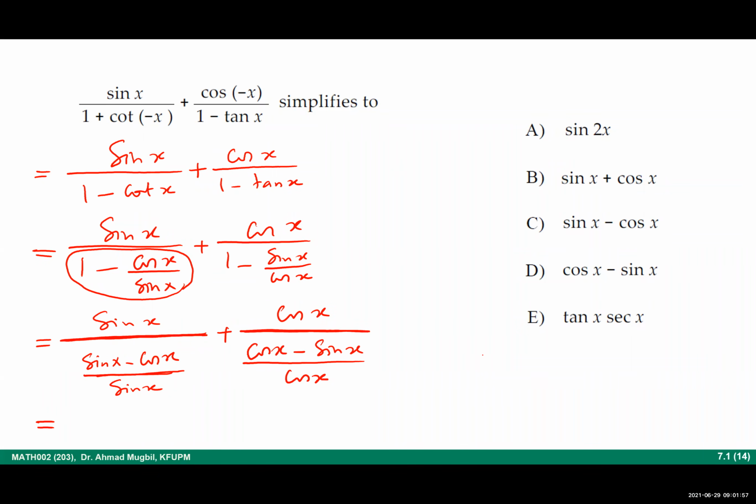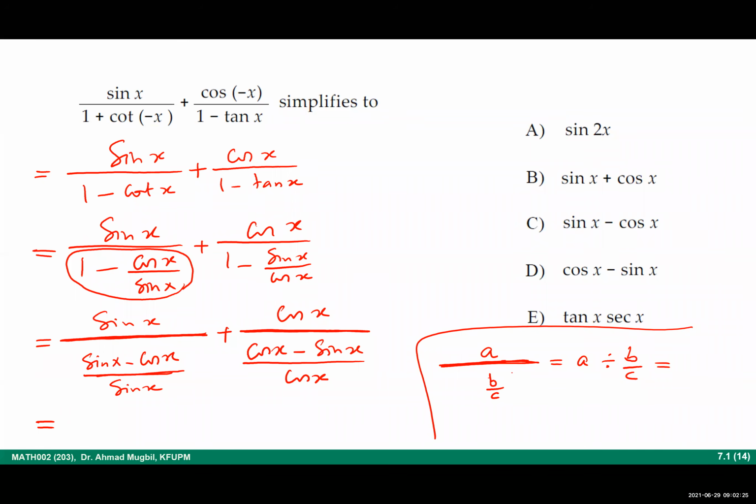Let me remind you. Doctor, I thought about multiplying by sine x. Good idea, not bad, but this is much easier. Yes, you're right. So it is a over b, when you have a over b over c. How to write it? This is indeed a divided by what? Sine squared x over sine x minus cosine x.